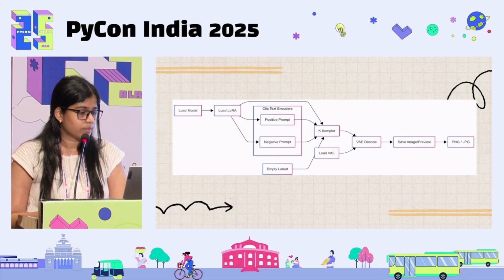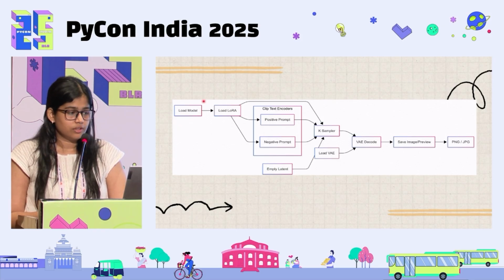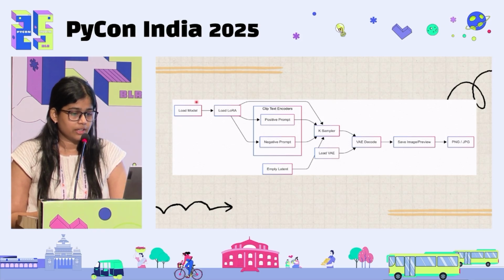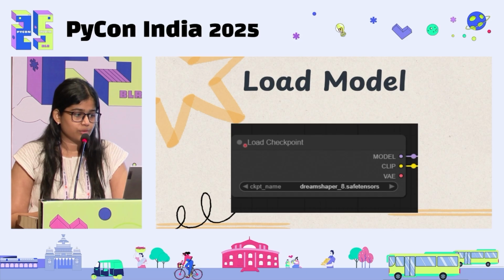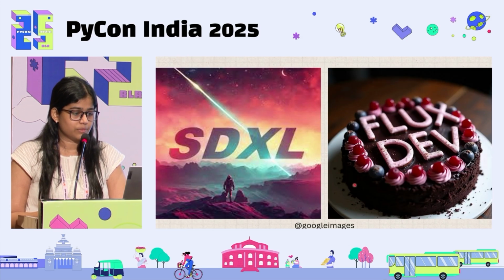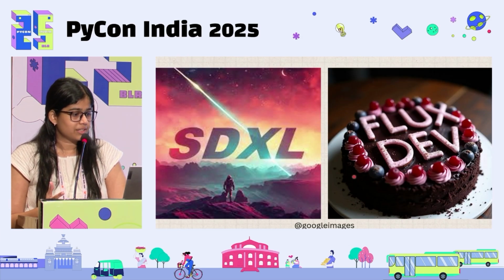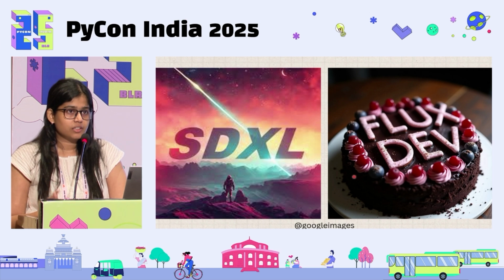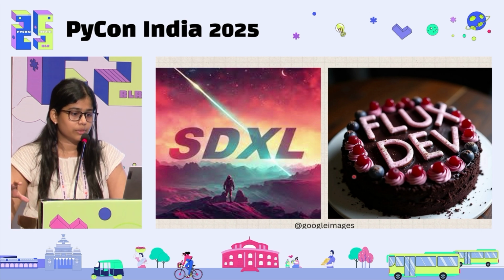So let's start with the first node. It's the load model node. In Comfy, it's called the load checkpoint node. So this is the node where you actually load your main image model that will do all the image generation in the workflow. Here it's Dream Shapers. Usually models like SDXL, Flux, these are the models that are trained on millions of images and they know how to go from a prompt to an image. So you load the model first.